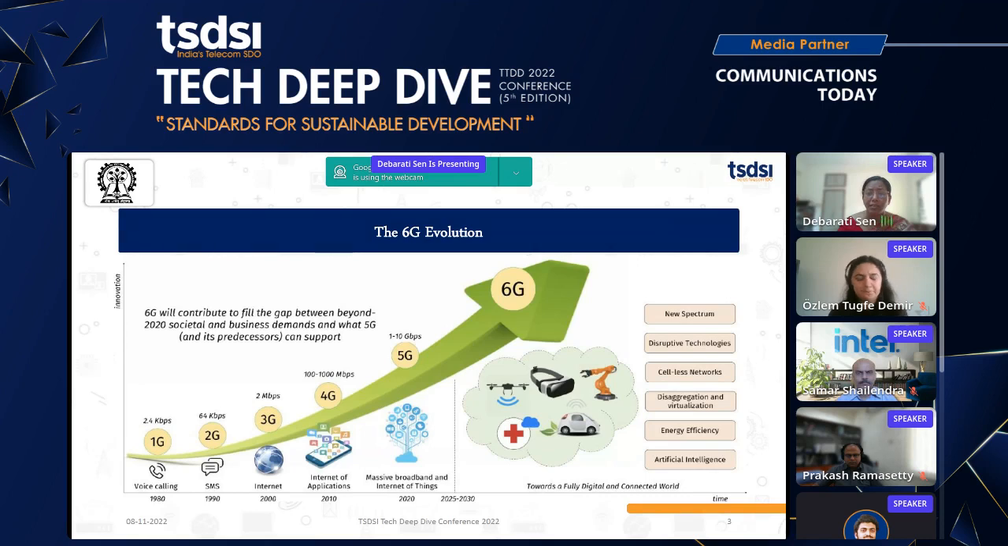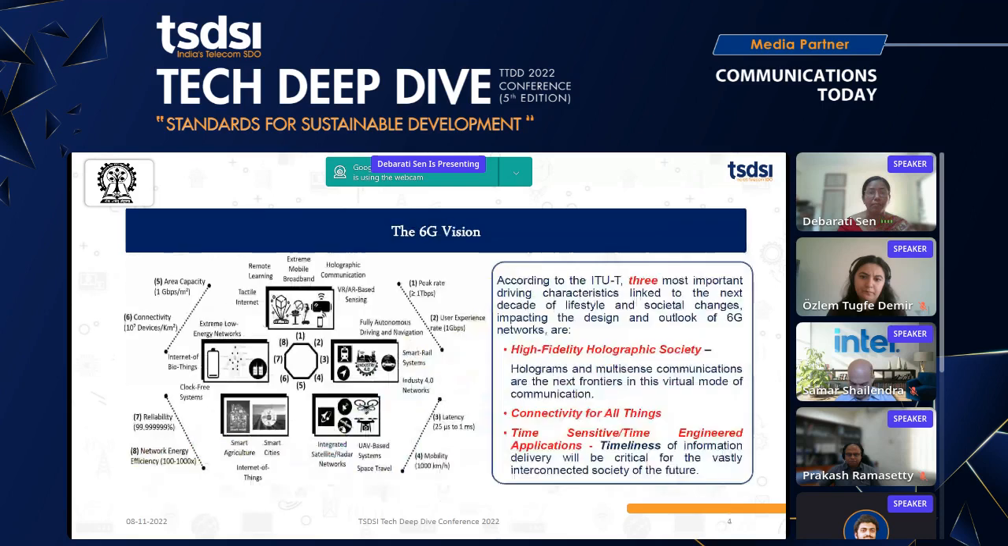The fundamental requirements to fulfill this dream are new spectrum and some disruptive technologies. Networks are expected to be cell-less or cell-free. Disaggregation and virtualization will be the heart of such systems, along with energy efficiency and very low latency. And obviously, artificial intelligence driven network and system design will be the prime driver.